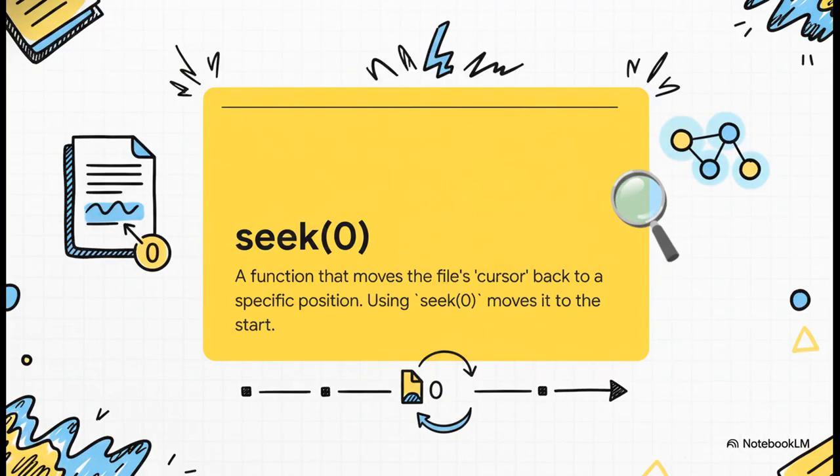The solution is a handy little function called the seek function. Calling seek(0) is like hitting Command Home on your keyboard. It zips that invisible cursor right back to the very beginning, to position 0. Now you're all set to read the file from the top, just like you wanted.